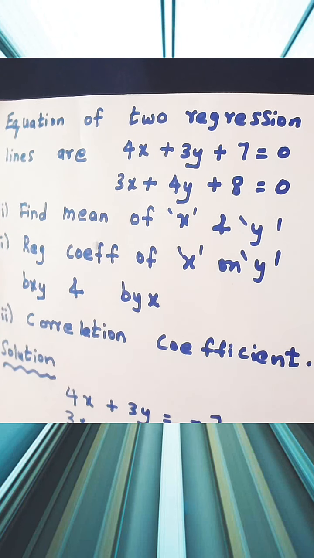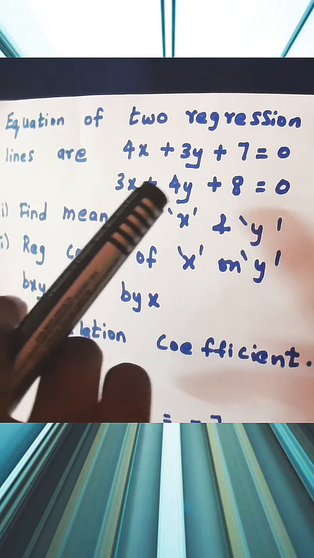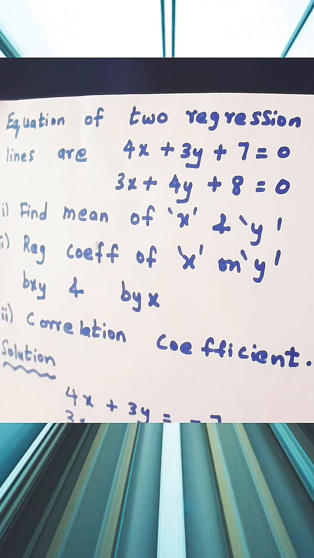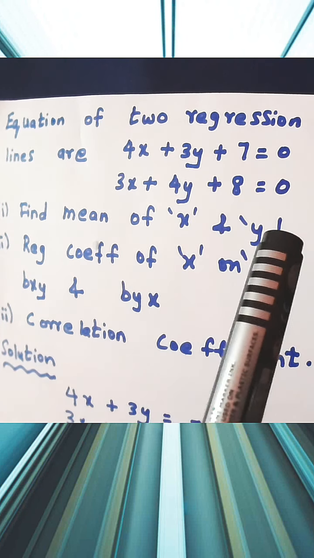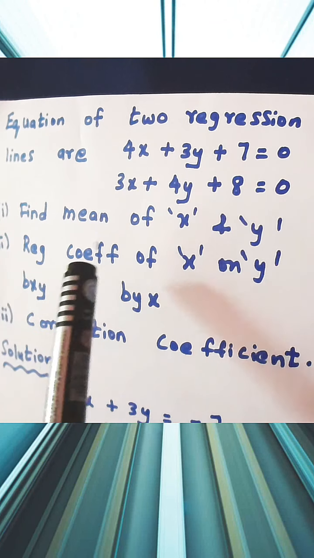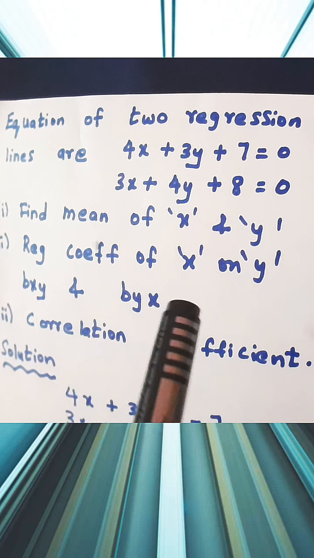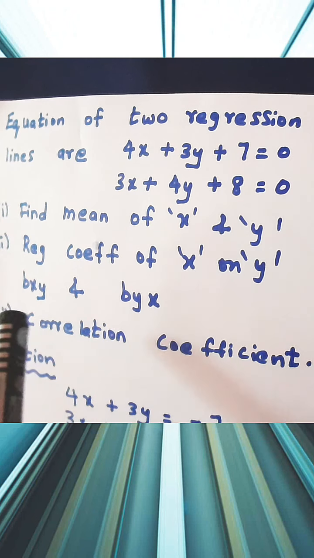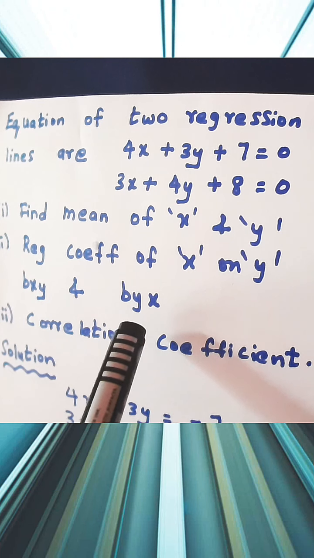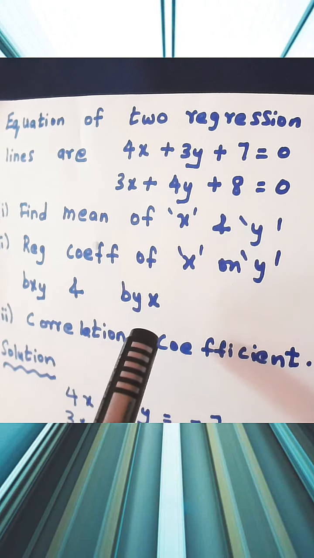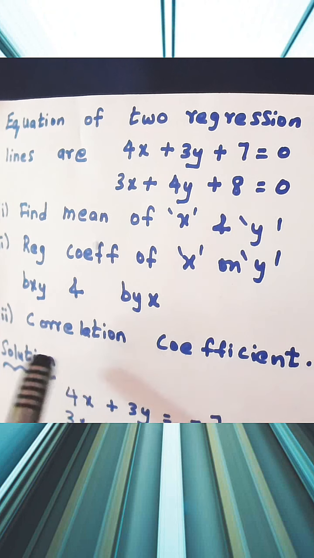Okay, here we go. The given question is: the equations of two regression lines are 4x + 3y + 7 = 0 and 3x + 4y + 8 = 0. The question is to find the mean of x and y, the regression coefficient of x on y, that is bxy, the regression coefficient of y on x, that is byx, and the correlation coefficient.